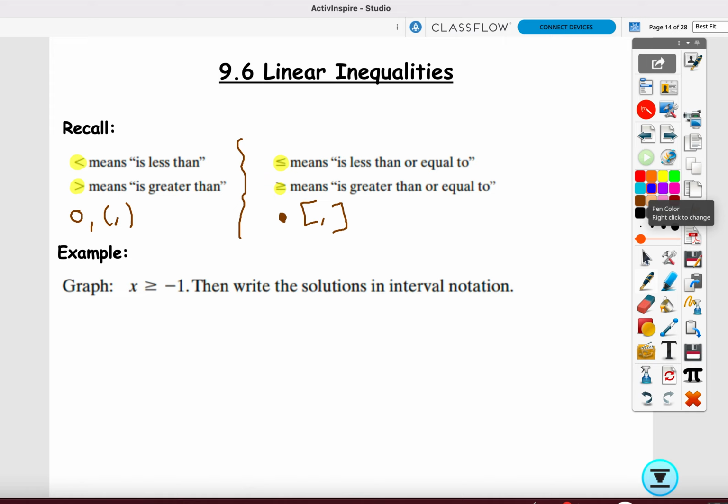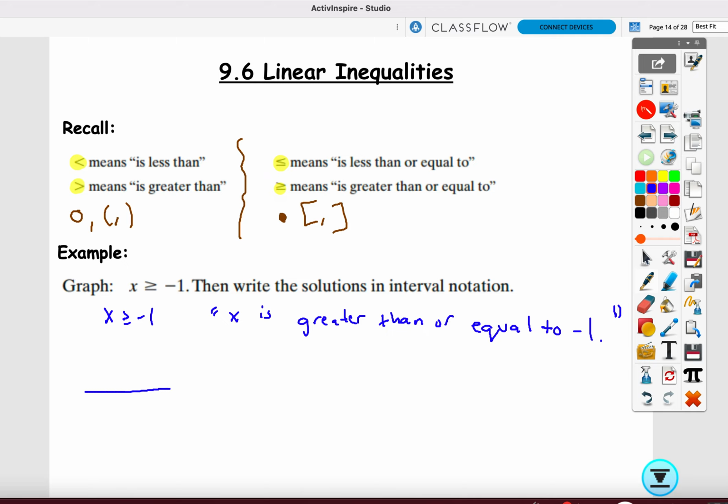Look at the first example of today's lesson. Graph x is greater than or equal to -1. Then write the solutions in interval notation. So graph this line. Every mathematical inequality is a statement. It's a sentence. So this is saying x is greater than or equal to -1. So what does that look like on a number line?